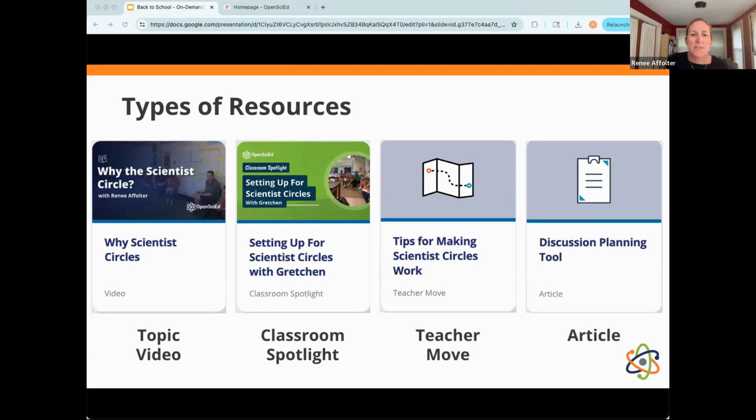And then finally, there will be some longer pieces, articles. So they're either articles or they're tools, like the discussion planning tool or an assessment tool. So they're great for planning, reflection, or team learning.